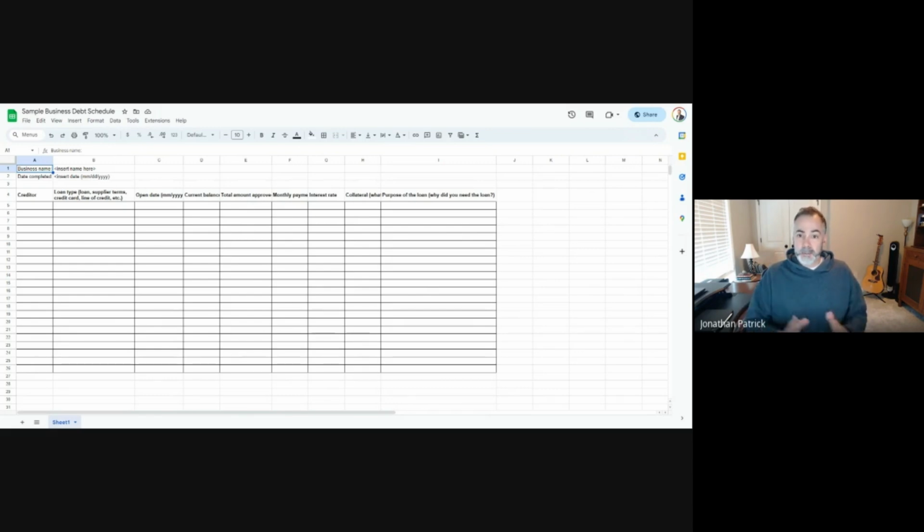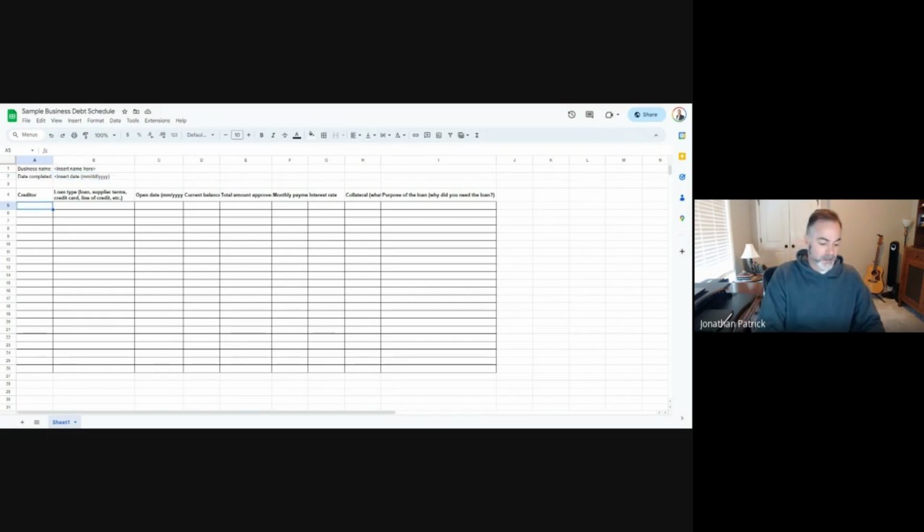So this is a sample business debt schedule, and you can see in the top part, this is the name of the business and the date completed. That's really important, because when a business debt schedule has aged or has been around for a while, the borrower needs to update it. But it's pretty transparent.